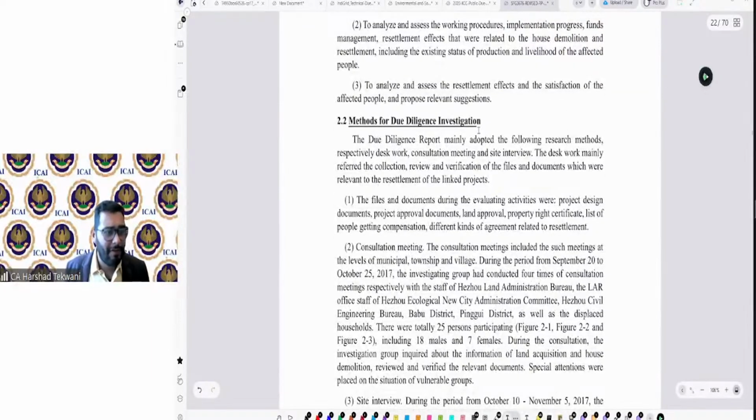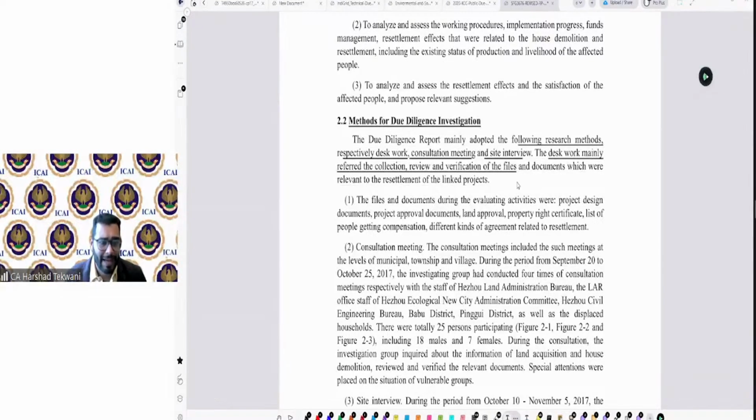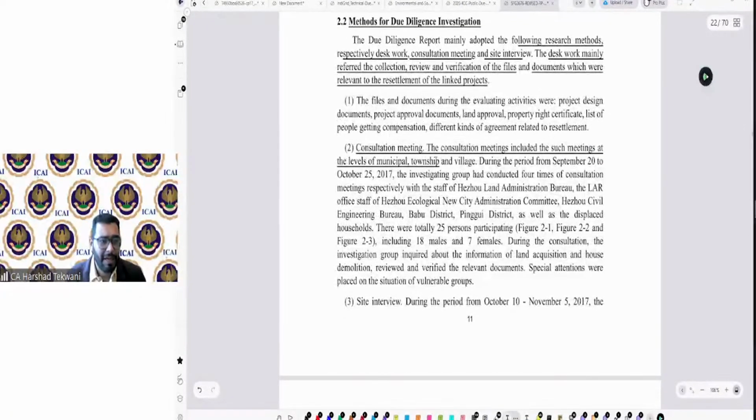See, this is the method for due diligence investigation. You may adopt the following research methods, for example desk work, consultation meetings, and site interviews. Desk work mainly refers to the collection, review, and verification of files and documents relevant to the resettlement of the linked projects. Then consultation meetings, various consultation meetings have been done.